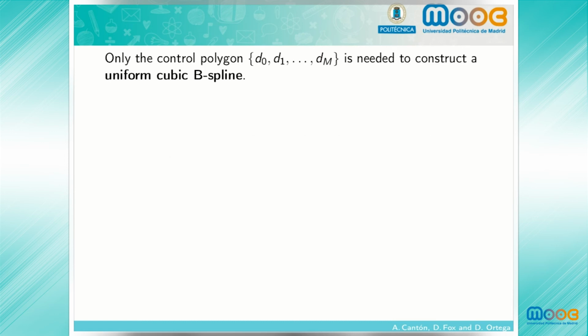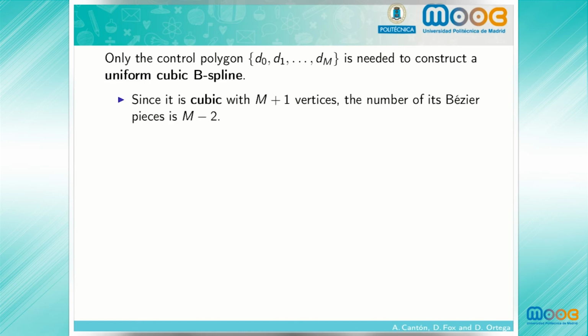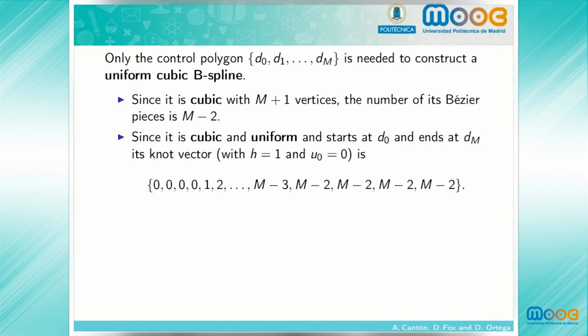Only the control polygon D0, D1, ..., Dm is needed to construct a uniform cubic B-spline. Since it is cubic with m plus 1 vertices, the number of its Bezier pieces is m minus 2. Since it is cubic and uniform and starts at D0 and ends at Dm, its knot vector can be chosen with h equals 1. We saw that the shape of the curve doesn't depend on the choice of h, and the first knot we can choose to be 0. If this is the case, the knot vector will be of the form 0, 0, 0, 0, 1, 2, up to m minus 2 repeated 4 times.